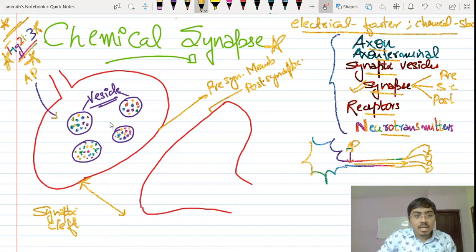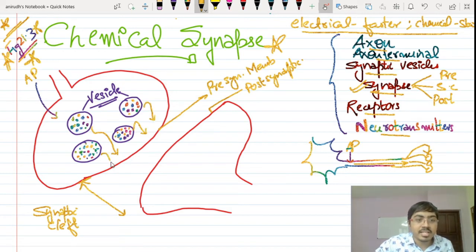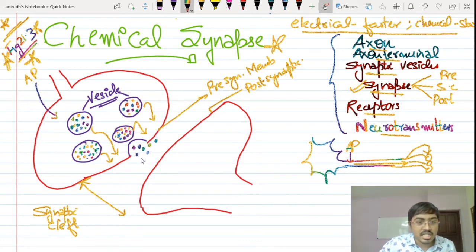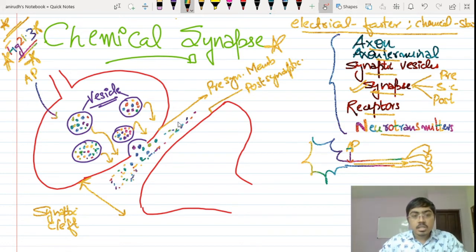Once it reaches over here, all these vesicles will migrate towards the presynaptic membrane. They move to the presynaptic membrane and fuse with it. So obviously, all the content is released into the synaptic cleft. That is, neurotransmitters are released into the synaptic cleft, so it fills the synaptic cleft like this. Right?